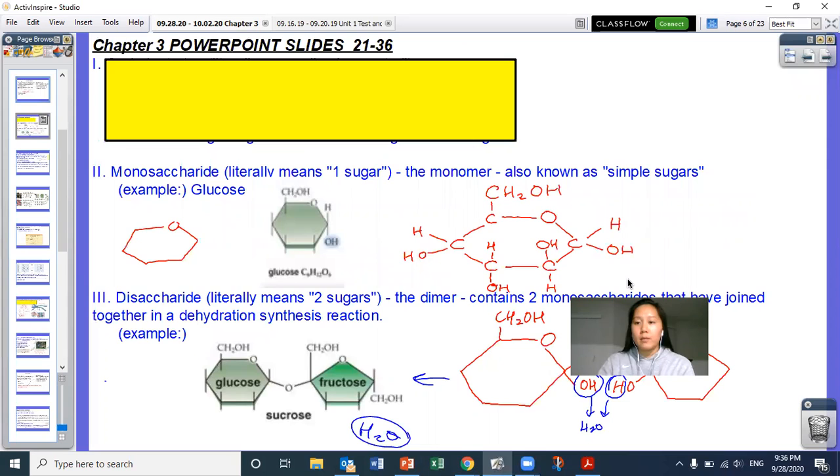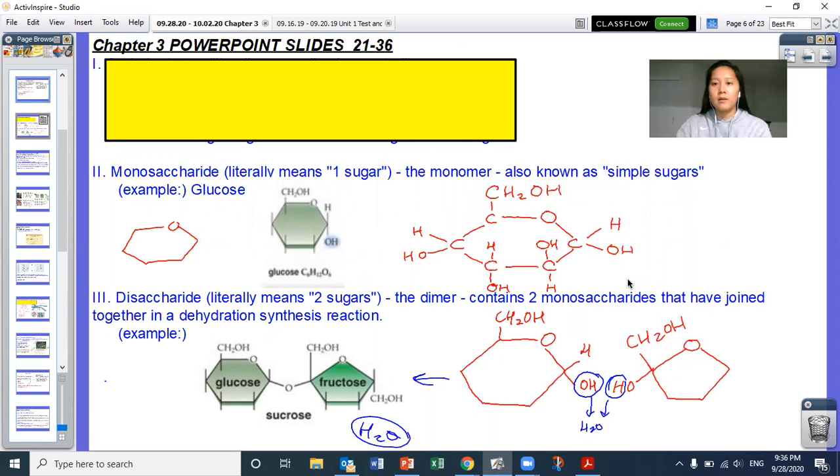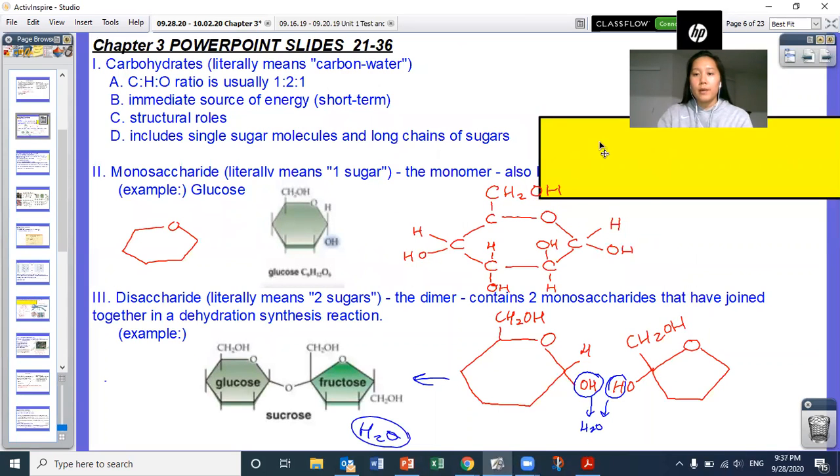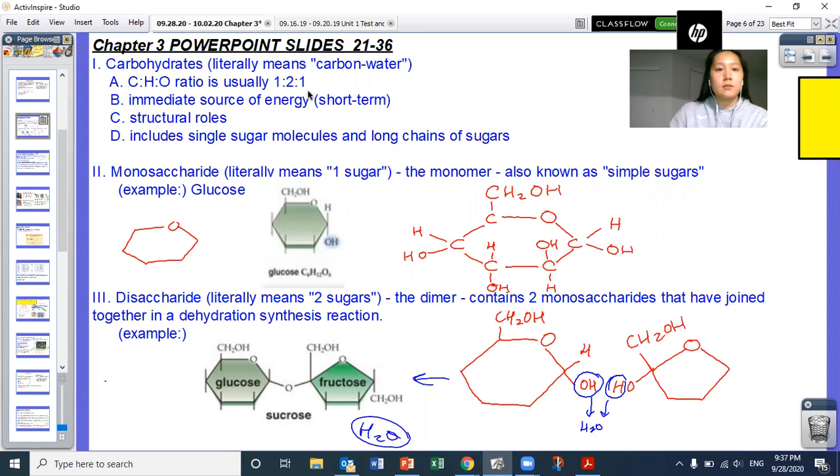So here we have carbohydrates. Carbohydrate literally means carbon water, right? Carbo, carbon, hydrate, hydro, water. They usually have a carbon to hydrogen to oxygen ratio of 1 to 2 to 1, meaning that these molecules will have, for example, 6 carbons, 12 hydrogens, and 6 oxygens. That's glucose.